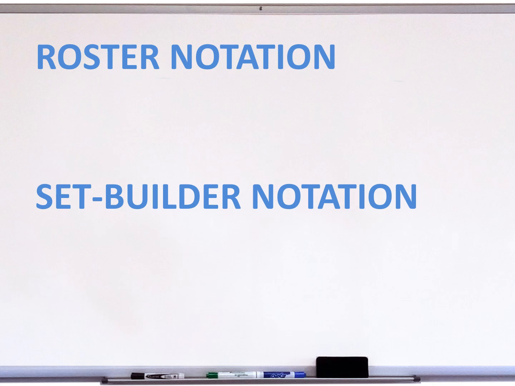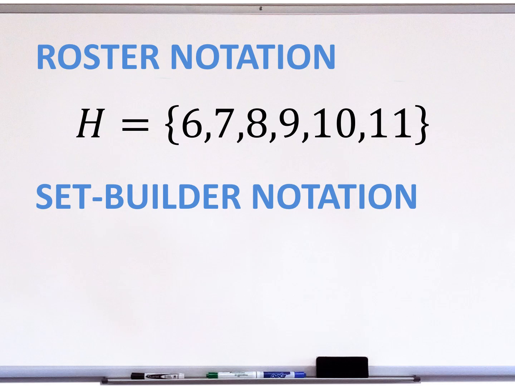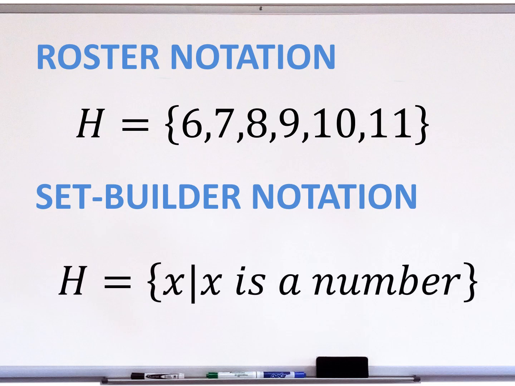So what if you are given another example of a set in roster notation and you are asked to convert that into set builder notation? So let's say you are given set H, and set H contains the numbers 6, 7, 8, 9, 10, and 11. So the first thing that will come into your mind will be they are all numbers. So you're going to convert that as H is the set of x such that x is a number.